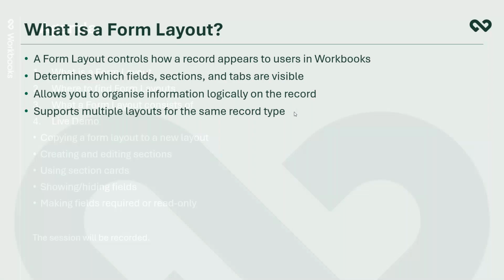So, what are form layouts? A form layout controls how a record appears to users. In workbooks, every record is displayed through a form layout, so it decides the structure, what users see first, and the overall presentation of the record. It defines which fields are shown, which are hidden, and how sections and tabs are organized. This makes it easier for users to view and work with the information on a record. Form layouts also allow you to organize information logically, so you can group fields within sections, create subsections, and arrange tabs to match the way your teams work.